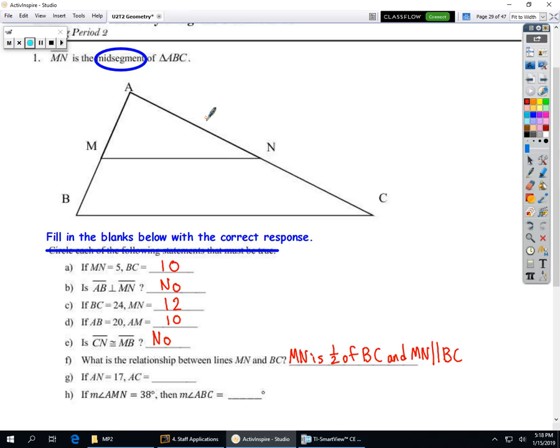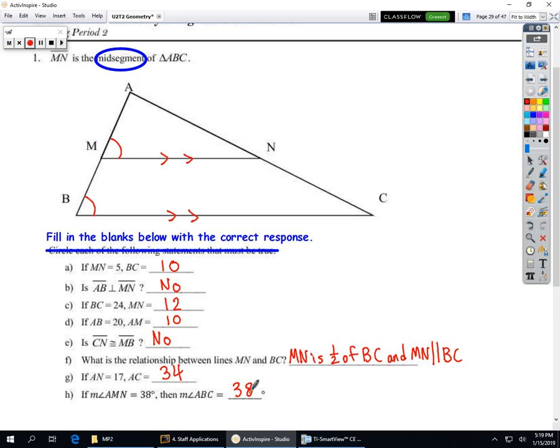Guess what? Double. 34. And last one, if the measure of angle AMN is 38, then what's ABC? Well, since these lines are parallel, because of the definition of mid-segment, this means that I now have corresponding angles which are congruent. So guess what? If this is 38, that's 38.